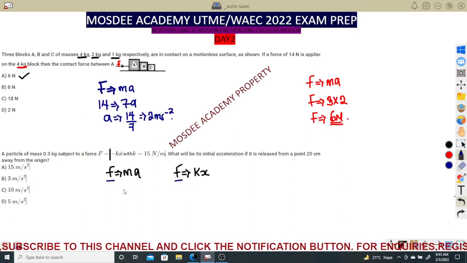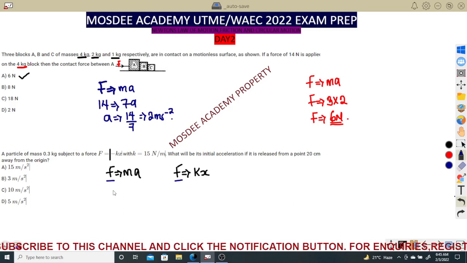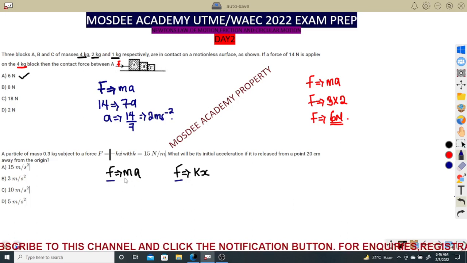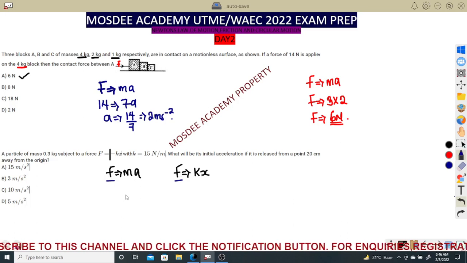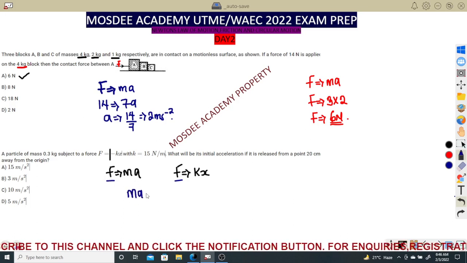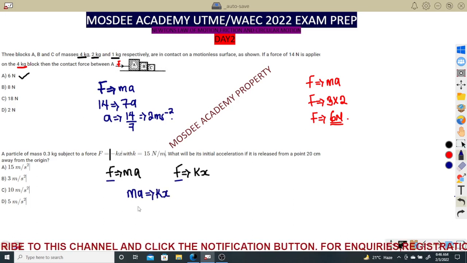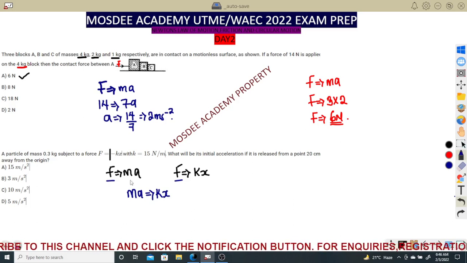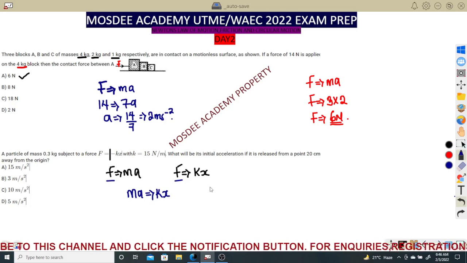So now, when the force was applied to the body, it will start accelerating. Force is a vector quantity. Having said that, we can now compare the two things because this is F, this is also F. So we can say that ma = Kx. As you can see, the forces are conserved. Now, from there, we can conclude the mass of the body given was 0.3.